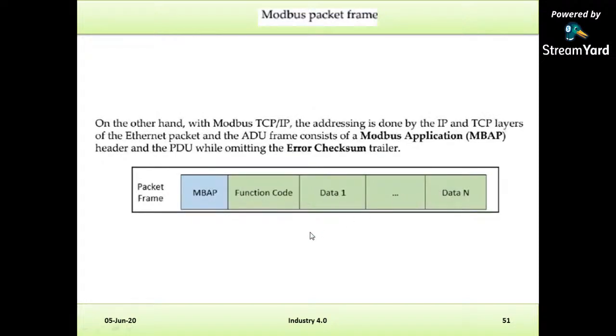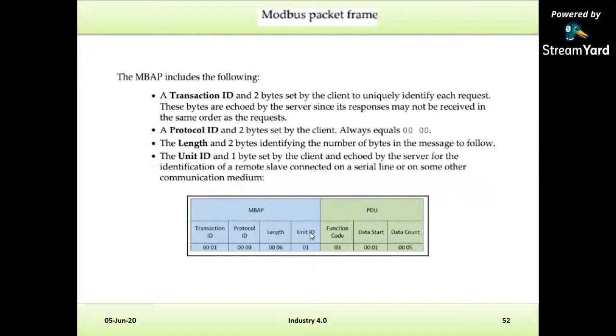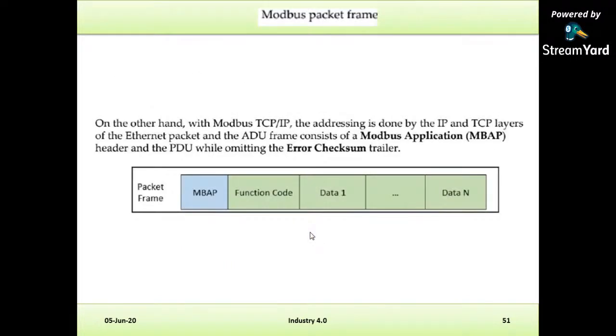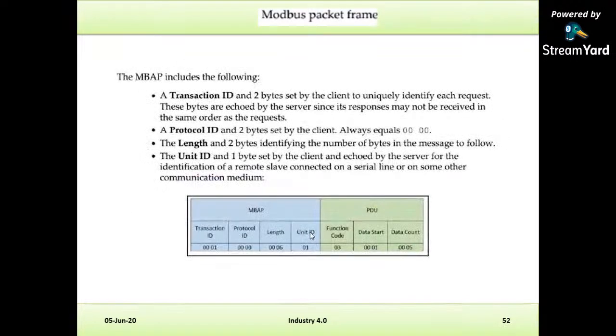Then here you use the Modbus application, which is nothing but MBAP. Accordingly, we generate the packet frame. According to MBAP, the Modbus application header, you'll find fields like this: transaction ID, protocol ID, length, and unit ID. Then finally, in the protocol data unit, function code, data start and data count will be taken into account. Like that, you transfer the data from one location to another location. Then the capacity will also be mentioned here.